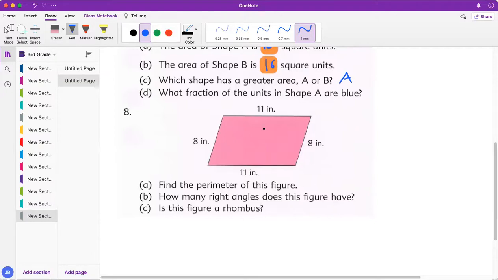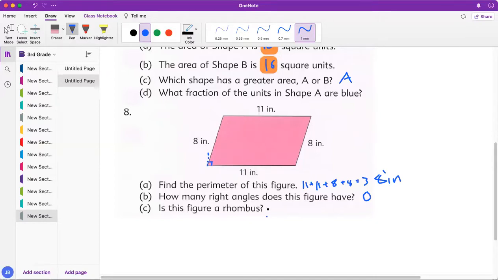All right. So when we get the perimeter, right, we're going to add. We'll go 11 plus 11 and then plus 8 plus 8. So here we get 22, 30, and 38 inches. Now it says, how many right angles does the figure have? What do we think? I think 0. Perfect. There's no right angles, right? Because the right angle would be about here.